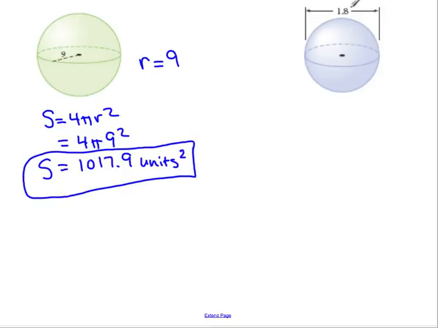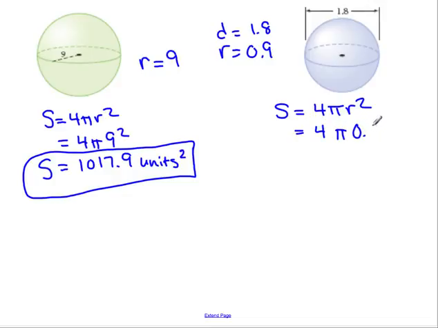Okay. In this case, they give you the diameter, so don't be fooled. If the diameter is 1.8, for the radius you just divide that by 2, and you get 0.9. So for us, surface area equals, again, four circles, or 4 pi r squared, which would be 4 pi times 0.9 squared. We can put it in our calculator just like that, and we should get somewhere around 10.2 square units.